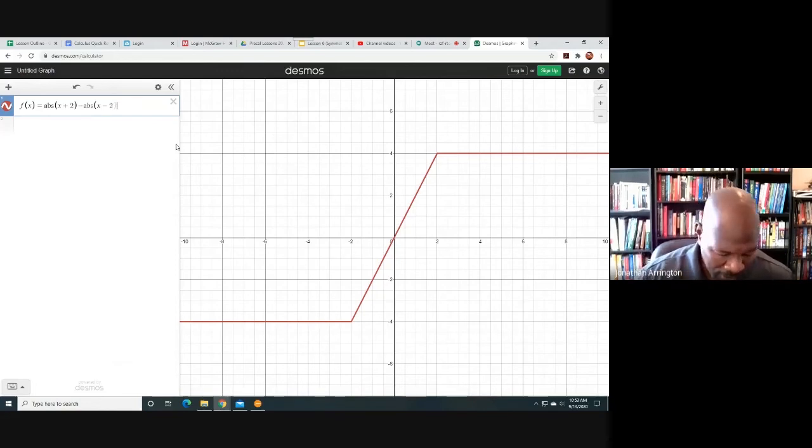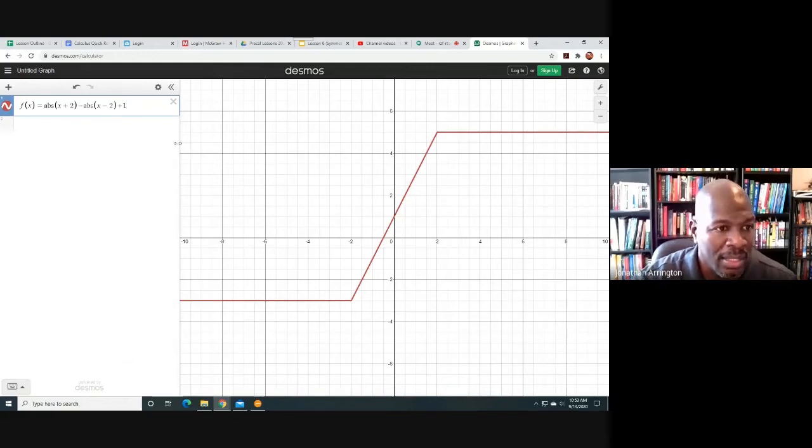For instance, if I just add 1 to this, it is now neither. It's not even, because obviously it's not symmetric to the y-axis. It's not odd because it's moved up, so when I rotate it, it will be down. So it's neither. Okay, let's look at another problem.